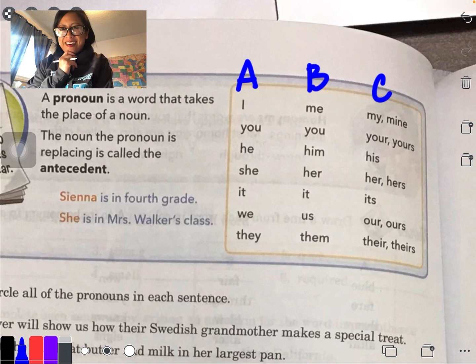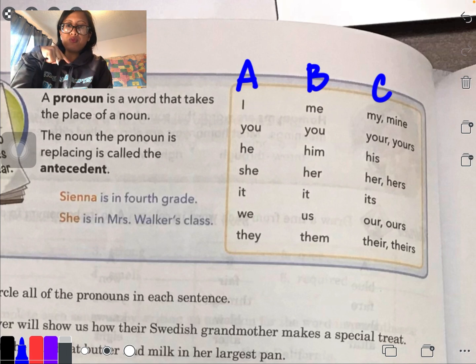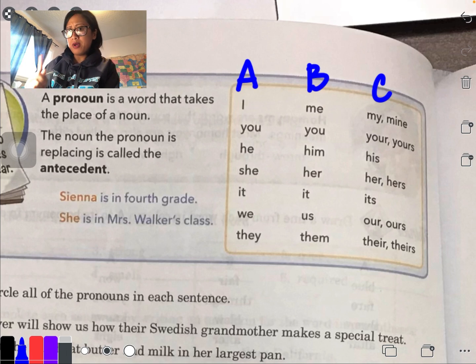There also is a song. I know it's been a while since your 3rd grade days, but I did teach a song to the 4th graders last year about pronouns, and I'll sing it to you. Okay, it's in the form of the birthday song.